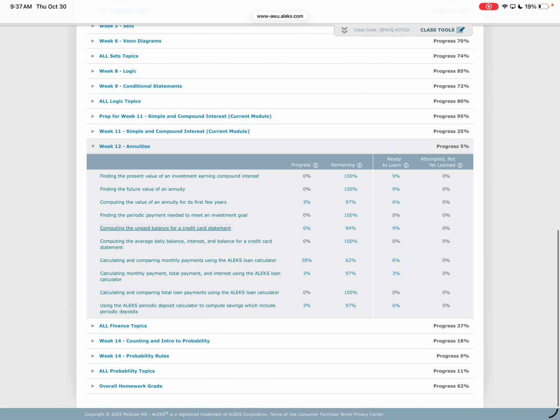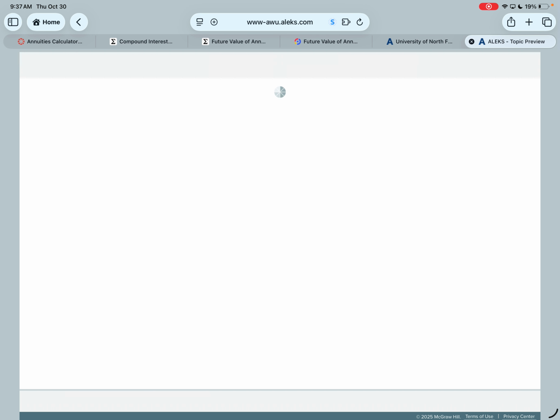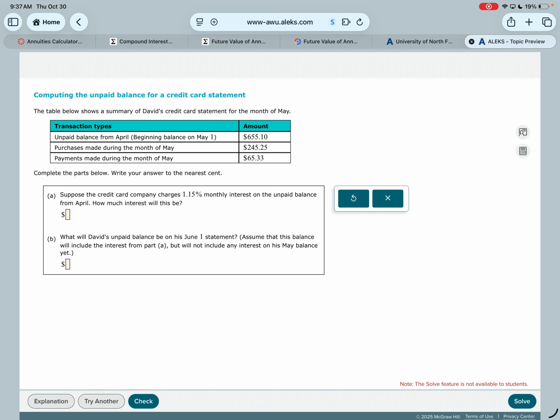All right, here's some that we kind of have to do by hand. I'm going to click solve to make sure. Well, let me show you a trick real quick. Never mind, we didn't have to do this. So I did this. Okay, so unpaid balance from April. Compute the interest. Suppose the credit card charges 1.15 monthly interest on unpaid balance from April. How much interest will this be?